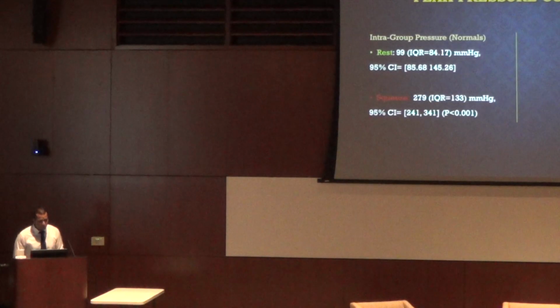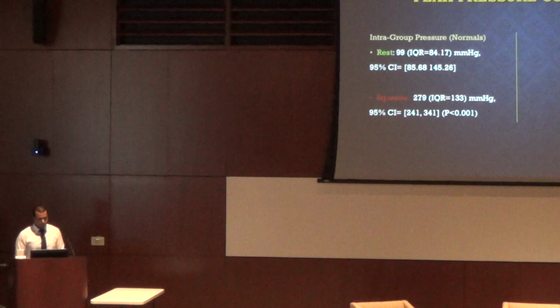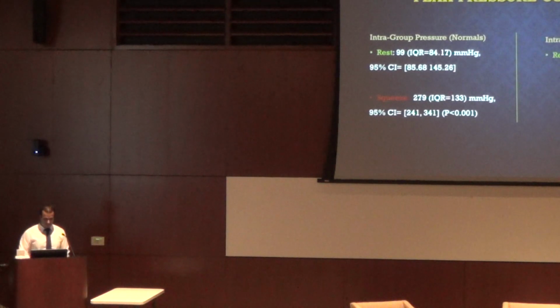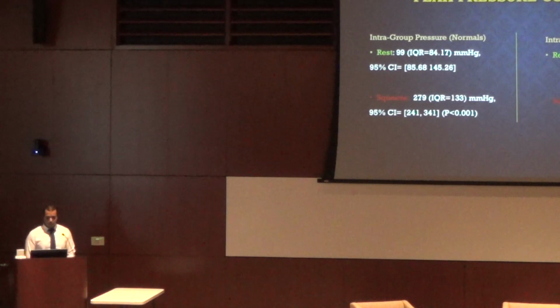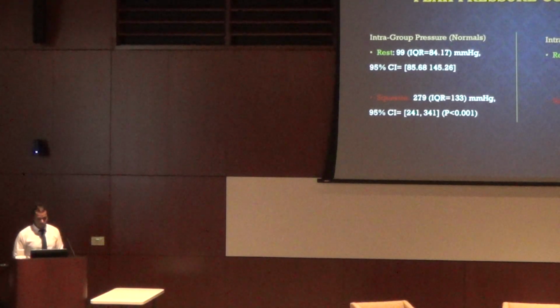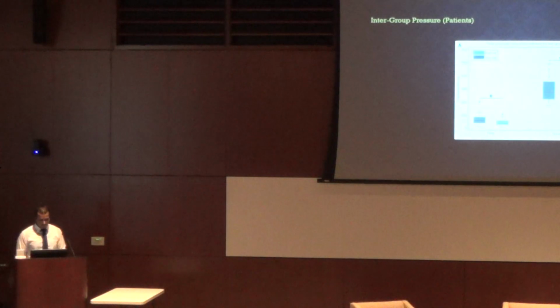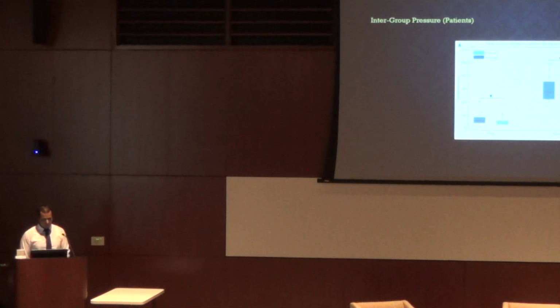In terms of peak pressure, for normals, they had a median rest of 99 mmHg, and this went up to 279, which was significant. For the patients, the median was much lower at 14. The increase was also lower at 58. So the darker blue are the normals, the cyan are the patients.